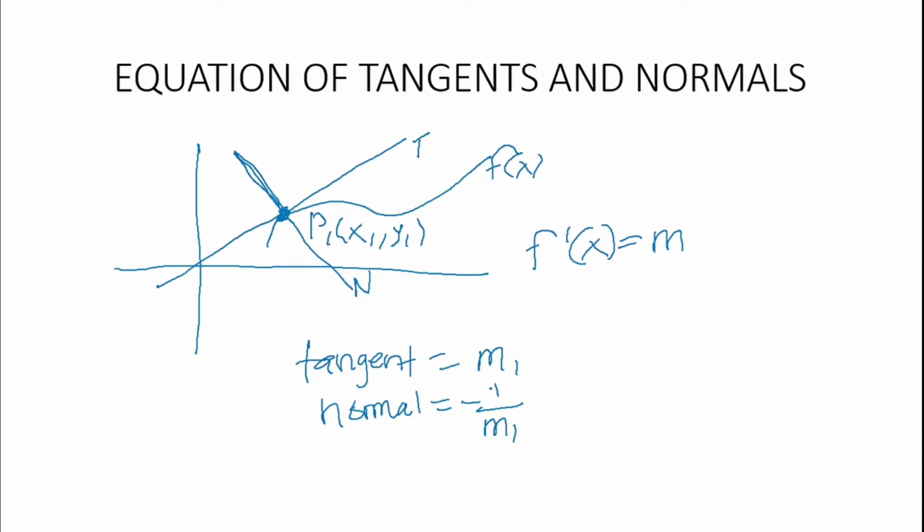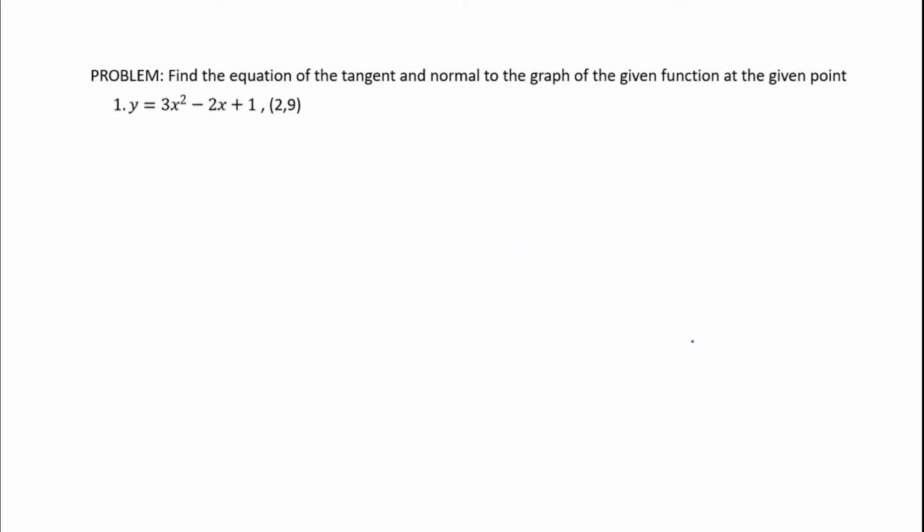So let us have problem number 1. Take note again, we need to first get the first derivative, and the first derivative is equal to the slope of the curve. In problem number 1, find the equation of the tangent and normal to the graph of the given function at a given point: y is equal to 3x squared minus 2x plus 1 at the point (2, 9).